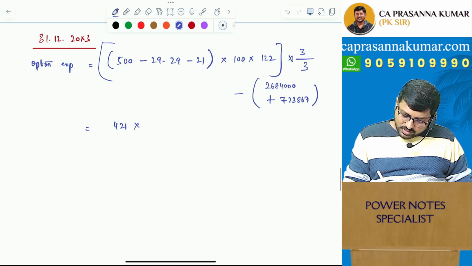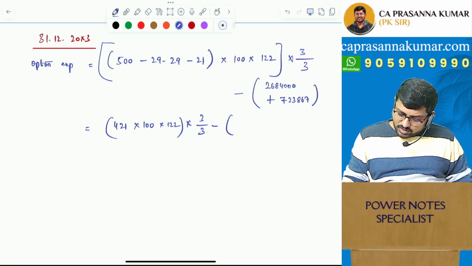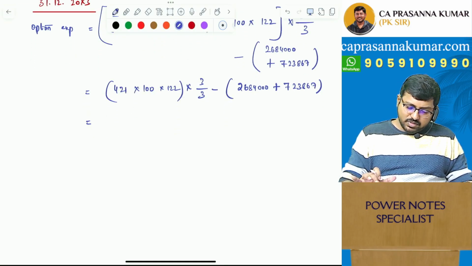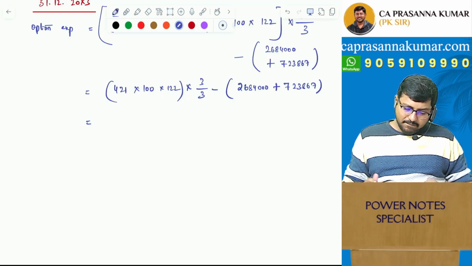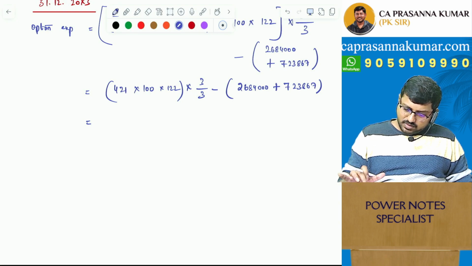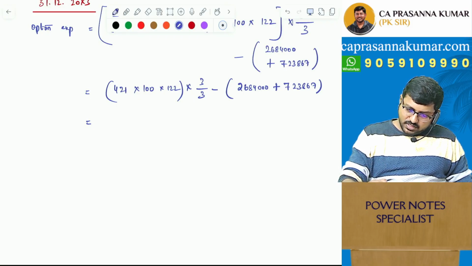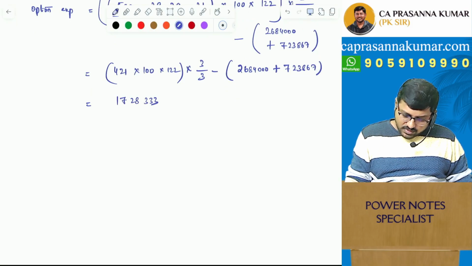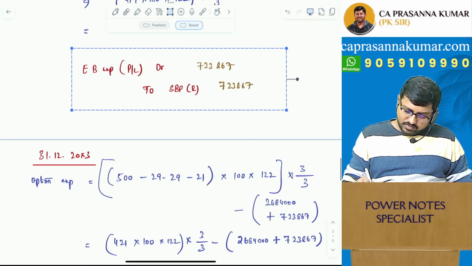421 into 100 into 122 into 3 by 3 minus 26,84,000 plus 7,23,867, which is equal to, let us see how much it's going to come. 421 into 100 into 122, minus 26,84,000, minus 7,23,867, which is 17,28,333. Let's pass the entry, copy paste.